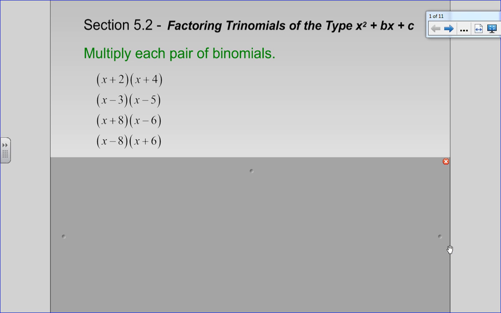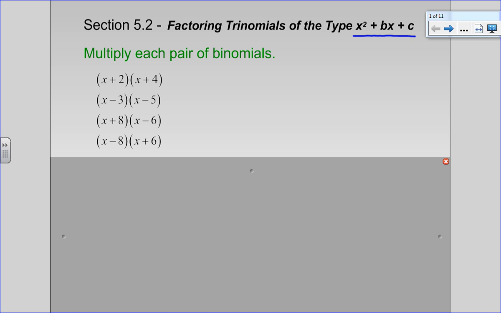Section 5.2 of your textbook describes the process of factoring trinomials of the type x squared plus bx plus c. Remember that to factor an expression means to write an equivalent expression that is a product, and the product is the result of a multiplication process. So we can see that factoring and multiplication are closely related to each other. In fact, factoring can be thought of as a sort of undoing process, or reversing the process of multiplication that has already occurred.